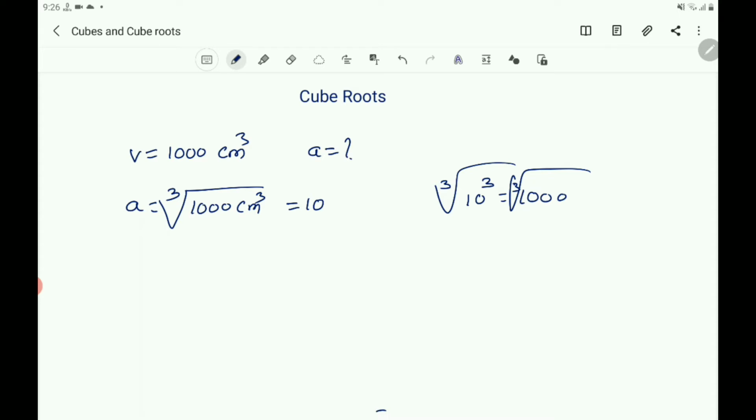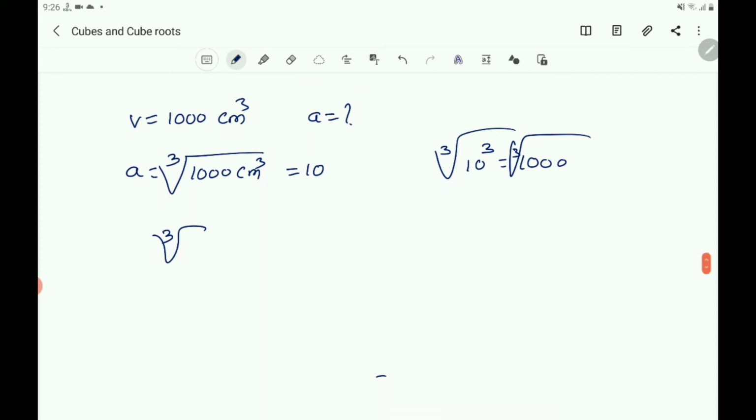Here, what is the symbol of the cube root? The symbol of the cube root is this one. This is the symbol of the cube root. The symbol denotes the cube root.